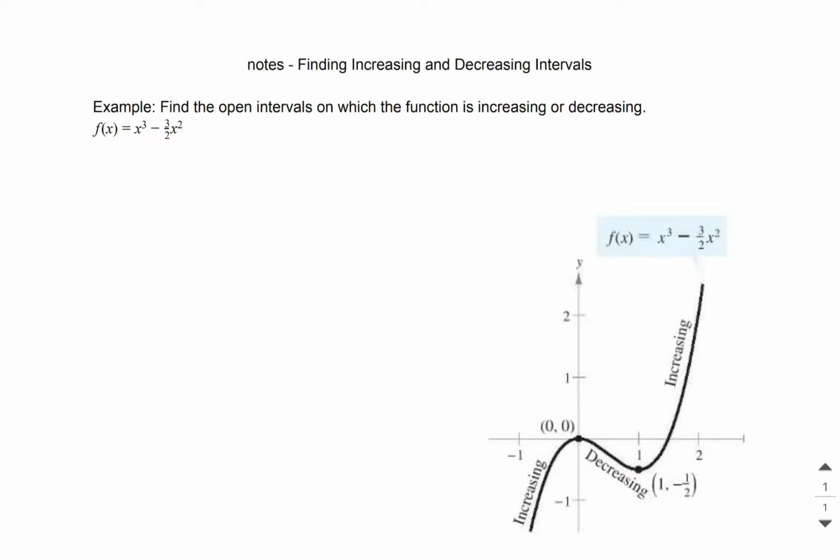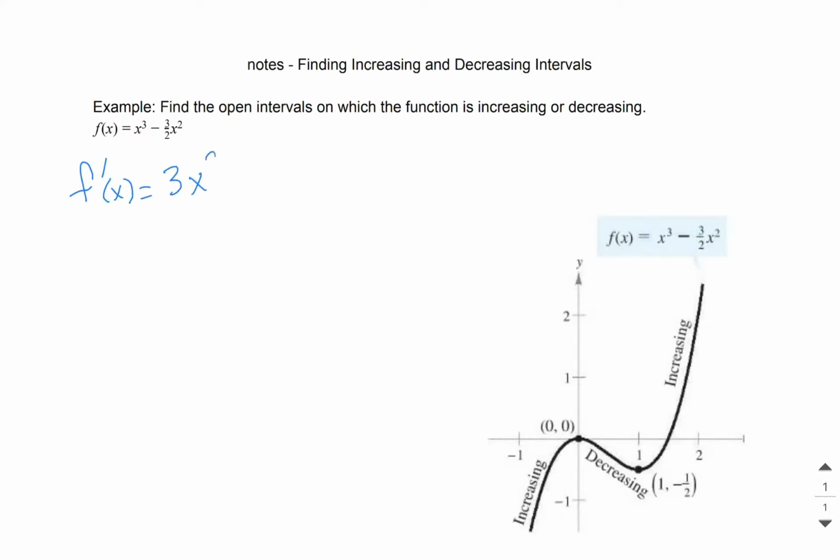So first thing we need to do, just like you did in the lesson before, is find our critical numbers, right? We need to find those critical values. So our first step is to find our critical values. In order to do that, what we need to do is find our derivative. So we need to find f prime of x.